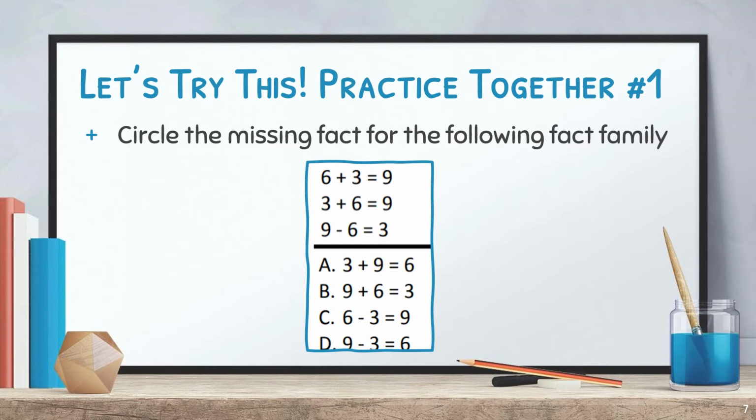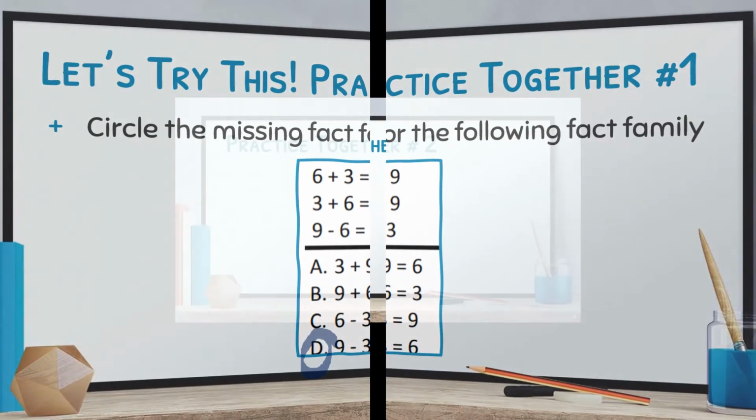So if we are looking for a subtraction fact, and the one that we already have is 9 minus 6 equals 3, the other one we're looking for would be 9 minus 3 equals 6. So that is letter D. You should have gotten letter D as your answer for this practice problem. Let's move on to number 2.